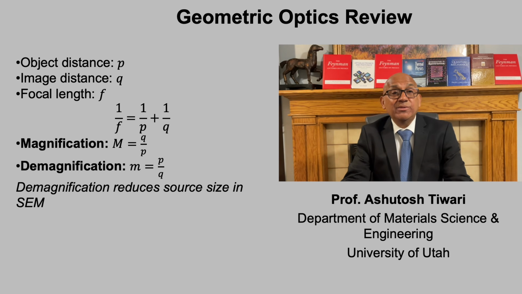In many optical systems, we are interested not in magnifying an object, but in reducing its image size. This process is called demagnification and is simply the inverse of magnification, given by the ratio of object distance to image distance. These basic geometric relationships describe how lenses change image size. We will use this same idea when we later discuss how multiple lenses are combined to control beam size and focusing in electron optics.